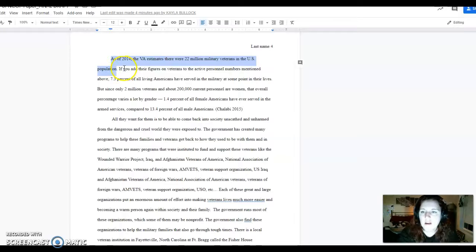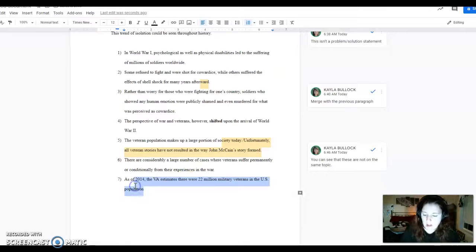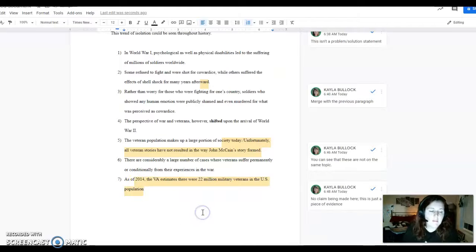This claim here is not even a claim, it's a statistic. So let's just identify that right away. No claim being made here. This is just a piece of evidence. Does it fit with the last paragraph where it says they suffer permanently? No, not really.